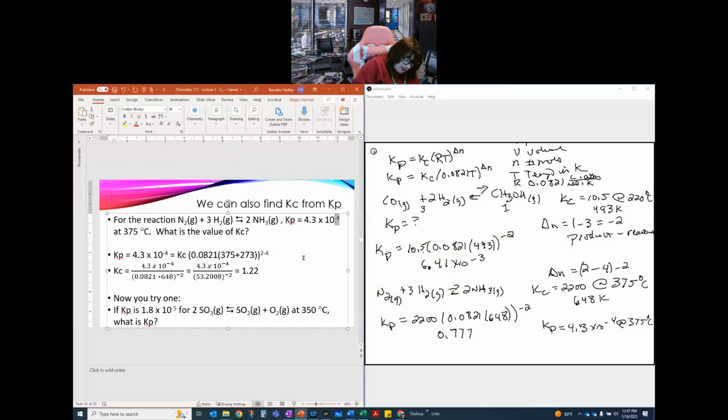If we were doing this, and I wanted to set up that math, I would say 4.3 times 10 to the minus 4th is equal to Kc, which is what I'm solving for, times 0.0821 times the 648. And give myself enough space. I always do this. I think it's going to fit, and then it doesn't.